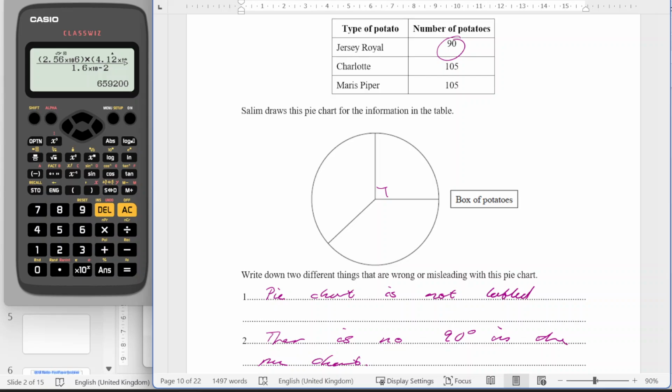And that'll do. Let's see what the mark scheme says. Labels are missing. Pie chart is not drawn accurately. The angle should be 108, 126, 126. Shouldn't be a 90-degree angle. Okay.